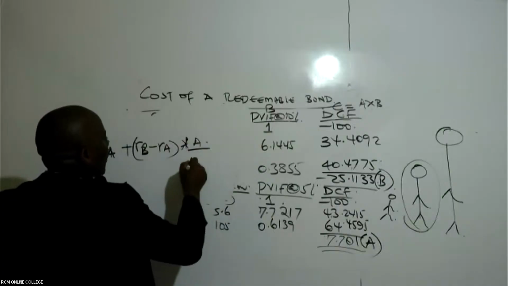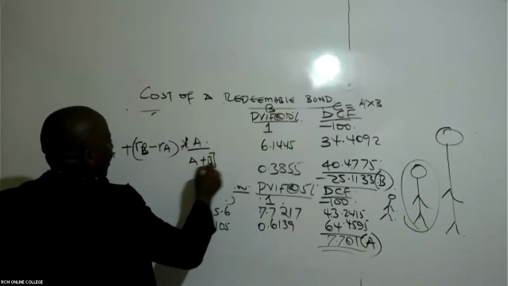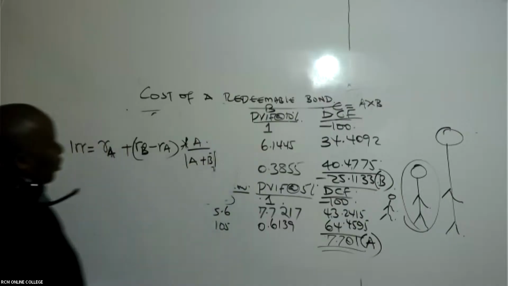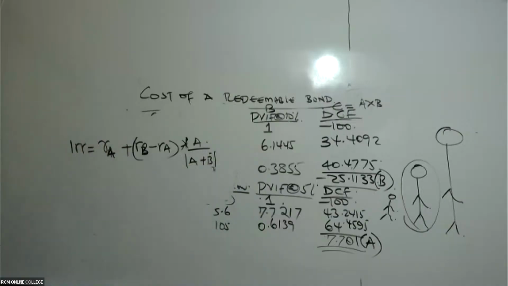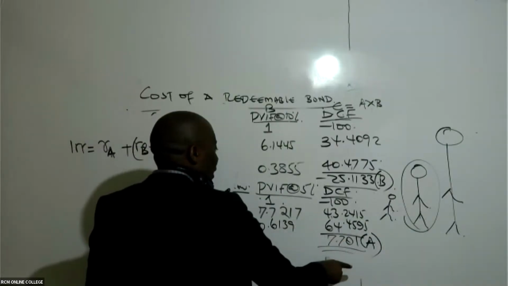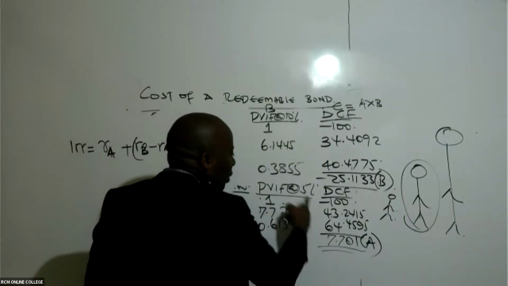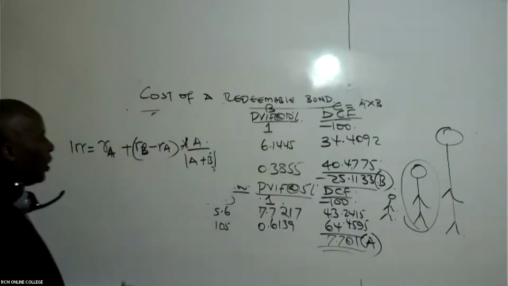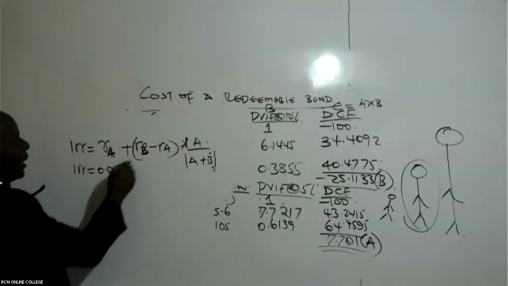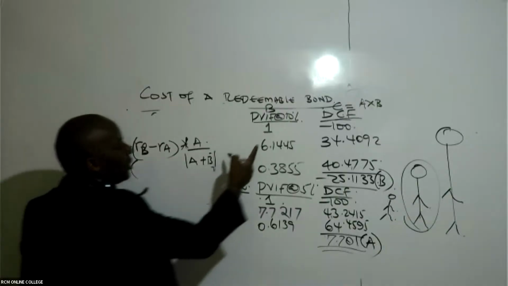A over A plus B. But now remember, this must be absolute. This must be what we call an absolute sum. So don't forget that the positive NPV is your A. And then rate of A is 0.05, the lower one. So 0.05, plus rate of B now is the higher one.